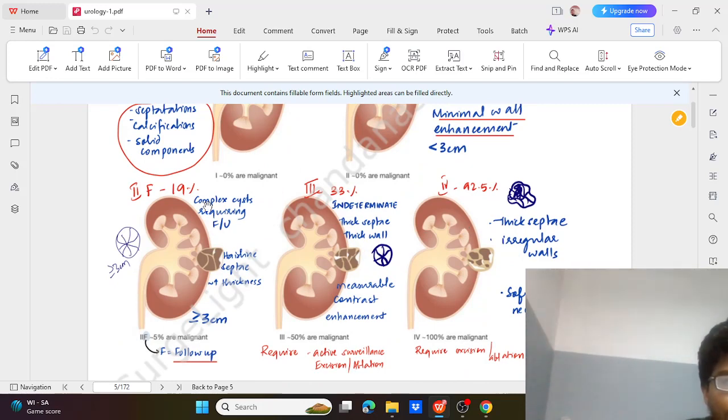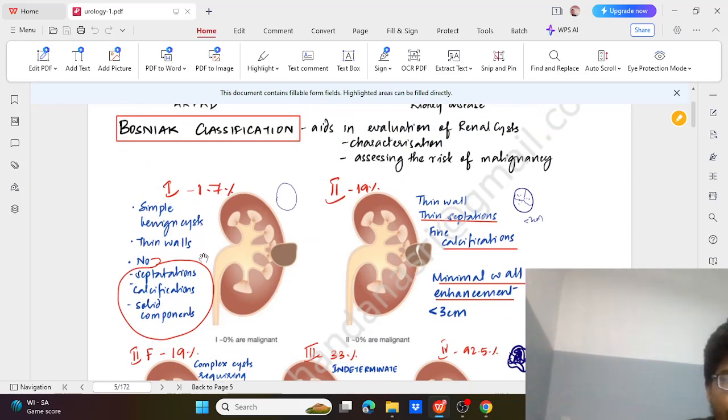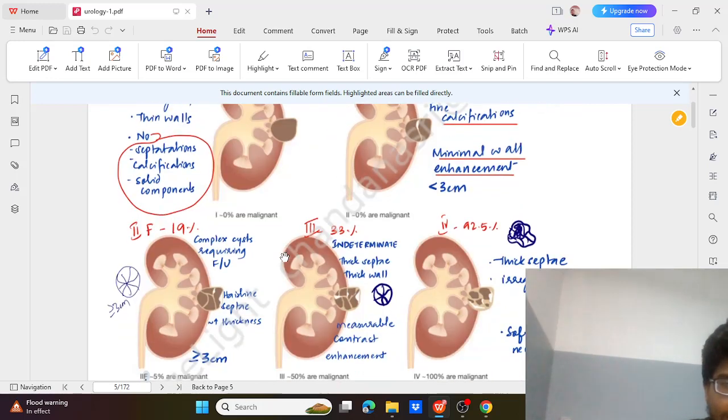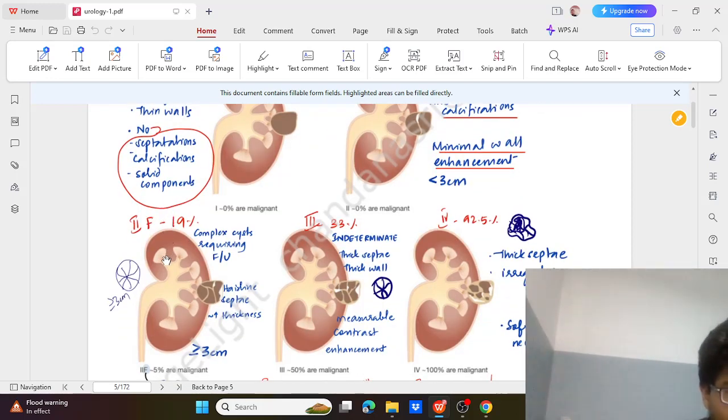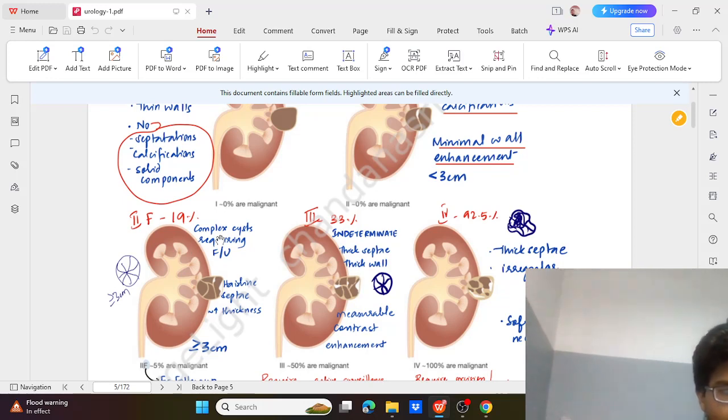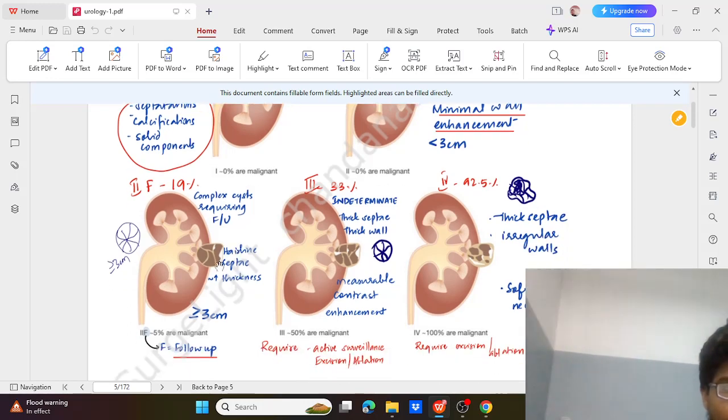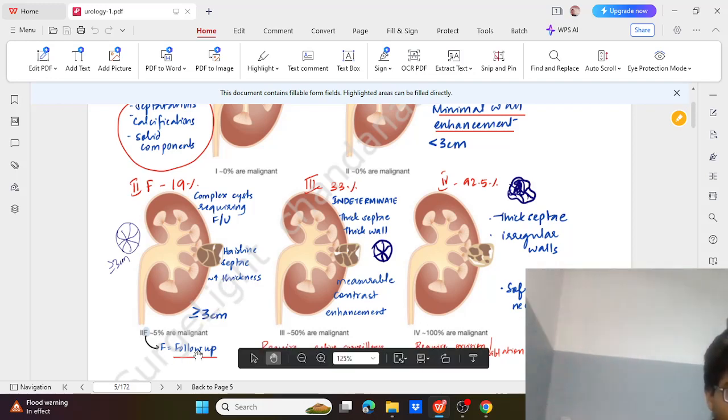Then coming to, and these two have very minimal chances of malignancy, almost 0%. Then coming to the third one, that is 2F. So these have complex cyst requiring follow-up. They will be having cyst that is more than 3 centimeter, and they may have hairline septae which have increased thickness over time. So these need follow-up, and here they have 5% chances of malignancy.